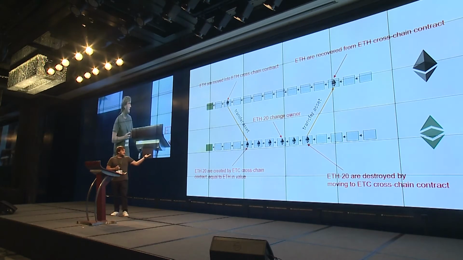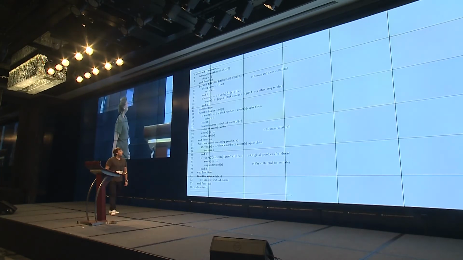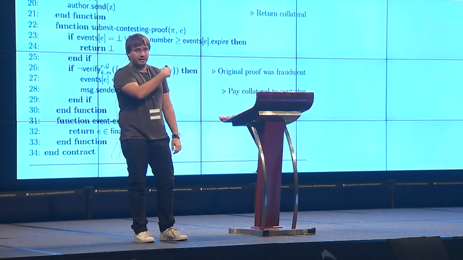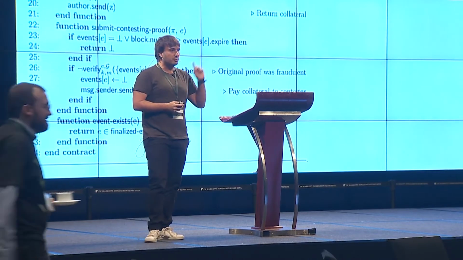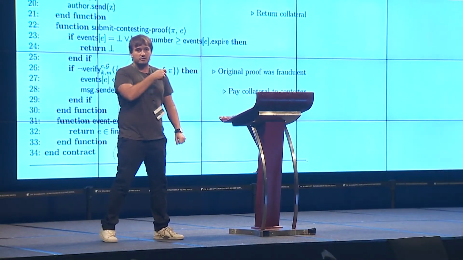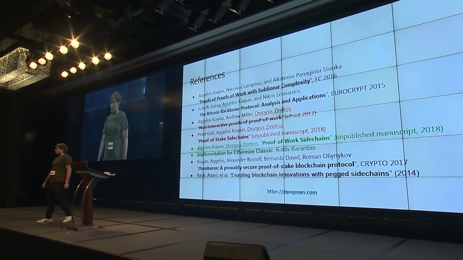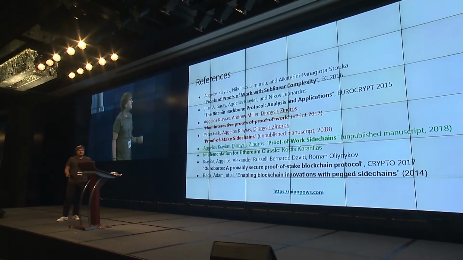Okay, so that describes what happens. Here I have a smart contract showing how we can do that. I know this is unreadable, but we will put up the slides on the website, so you can take a read on your own. It's a couple of slides here. And then I'll also give you the references for our papers. Mainly this is a paper with Aggelos that is still unpublished, but we're working on publishing it very soon. And this is how to create proof of work sidechains, so the blockchains that communicate that are based on proof of work.